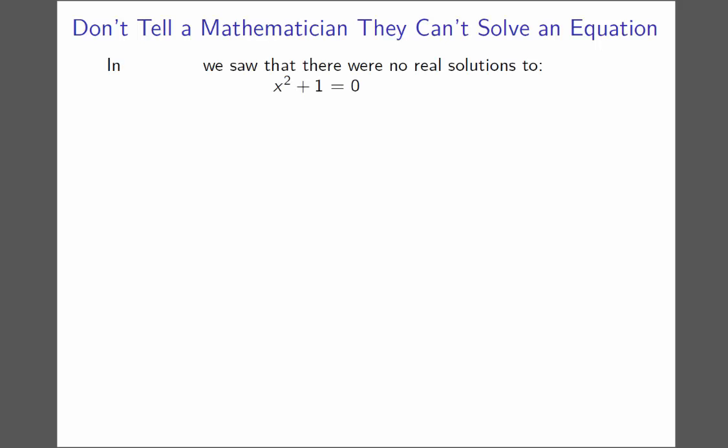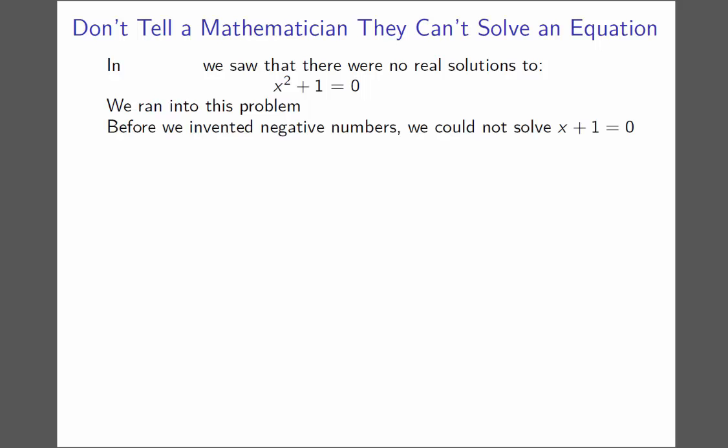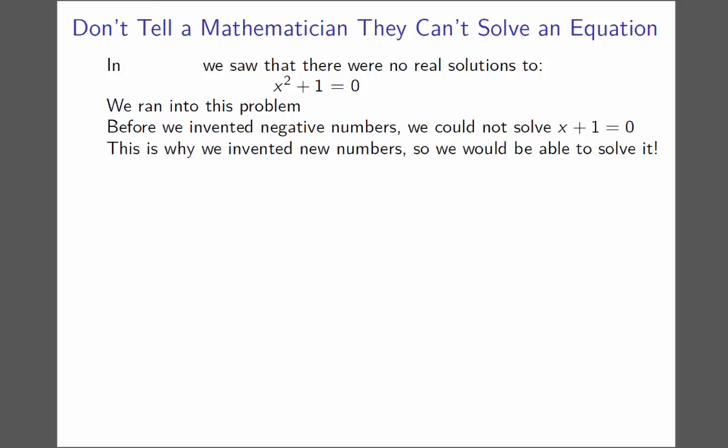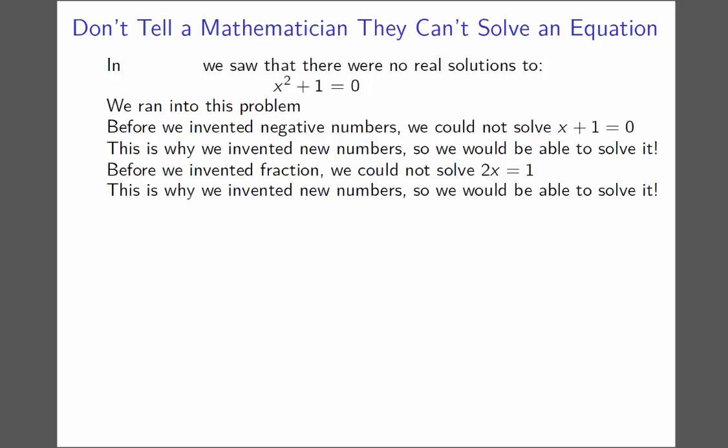In example 9, we saw that there were no real solutions to the equation x squared plus 1 equals 0. But we ran into this problem a while ago. Before we invented negative numbers, we could not solve x plus 1 equals 0. This was the whole reason why we invented new numbers, so that we would be able to solve it. And before we invented fractions, we couldn't solve 2x equals 1. Again, this is why we invented those new numbers, so we could solve it.